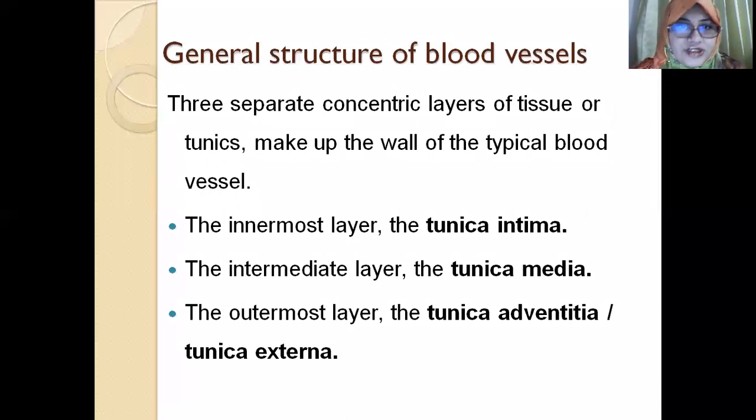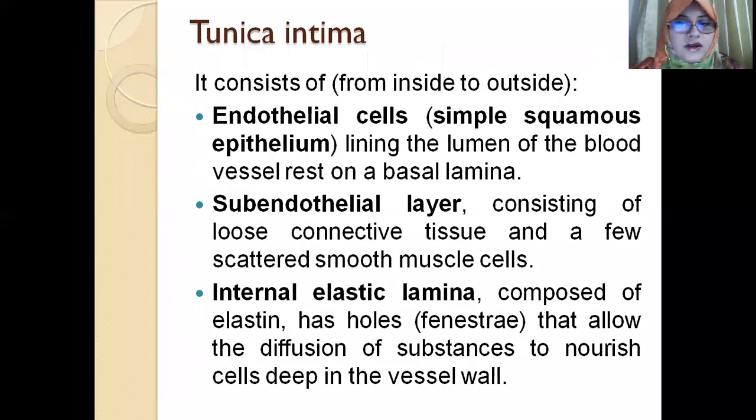Now, what is the general structure of blood vessels? Three separate concentric layers of tissue, or tunics, make up the wall of the typical blood vessel. The innermost layer is known as tunica intima, the intermediate layer is known as tunica media, and the outermost layer is known as tunica adventitia or tunica externa. Now, tunica intima. It consists of, from inside to outside, the endothelial cell layer, the subendothelial layer, and the internal elastic lamina.